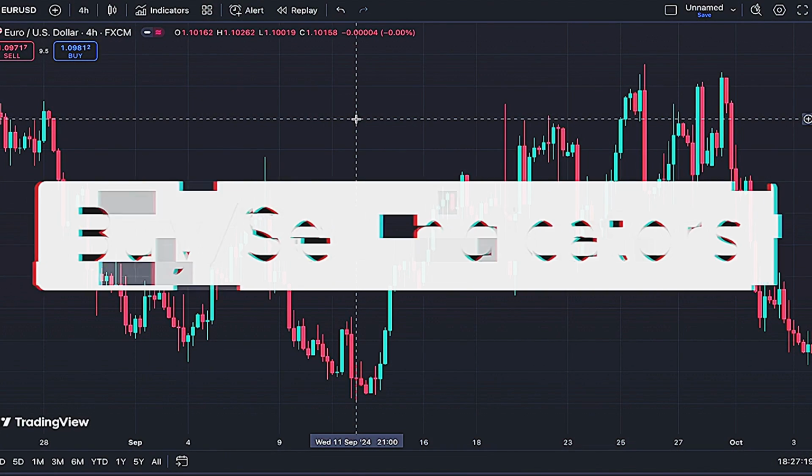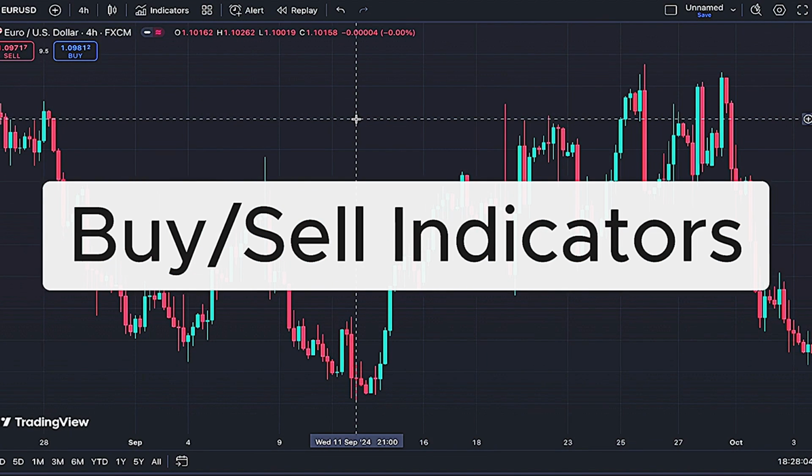Next category, buy-sell signal indicators. Indicators that generate buy-sell signals on the chart. Unlike other discussed indicators that you should go through some interpretation before deciding on buy or sell, these types of indicators give you this signal.